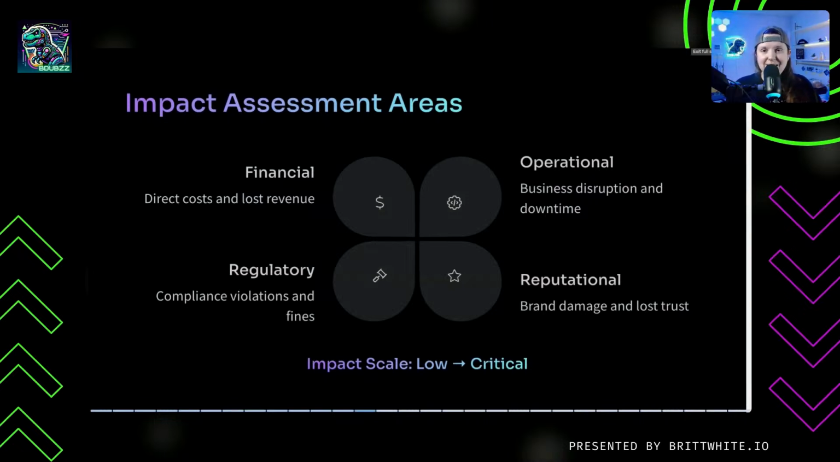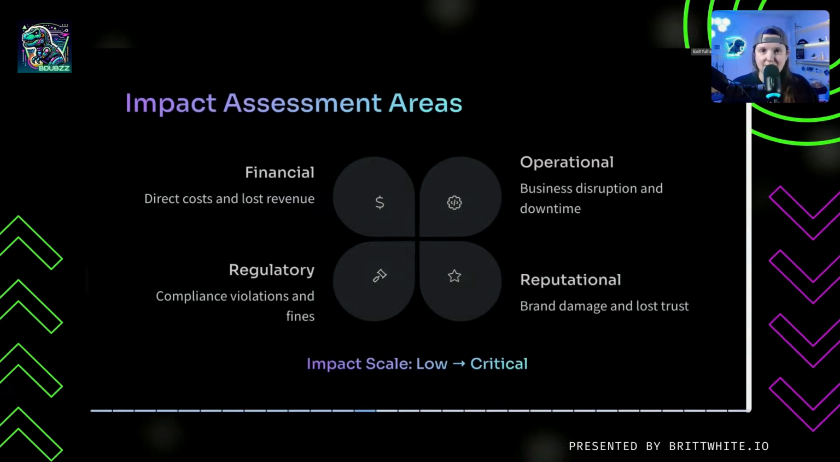Reputational impact can be devastating, damaging our brand and eroding customer trust, which may take years to rebuild. Regulatory impact involves potential compliance violations and their accompanying fines, which can be substantial depending on the applicable regulations.